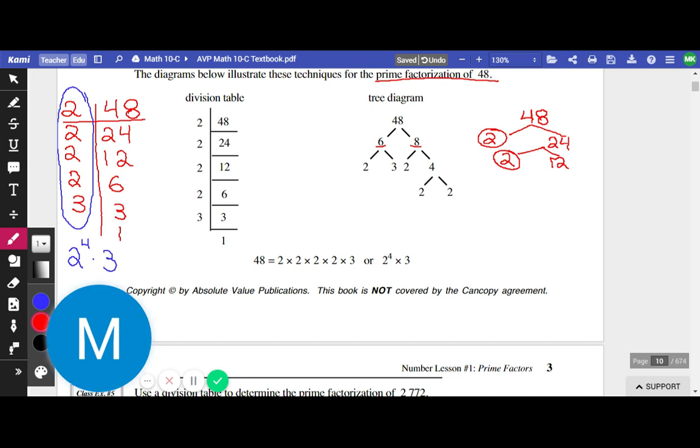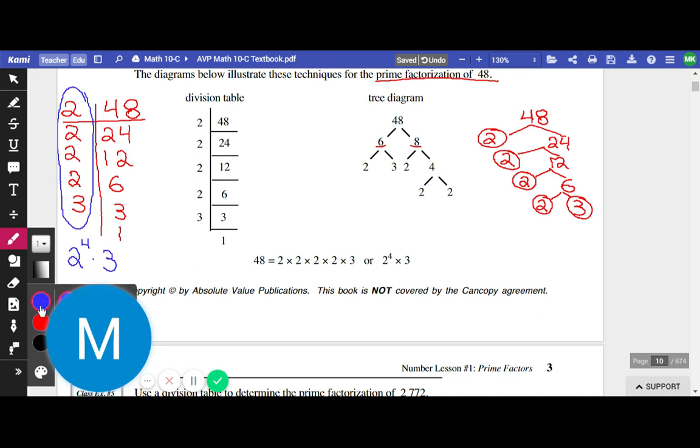So 12 would break down to be 2 and 6. 2 is circled because it's prime. 6 is not circled. 6 could then divide into 2 and 3, both of which are prime, so both get a circle. My tree is now done because I have no branches that can be broken down any further.